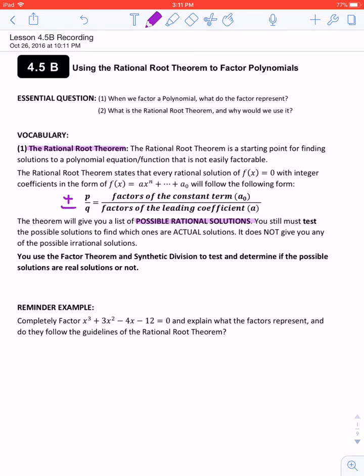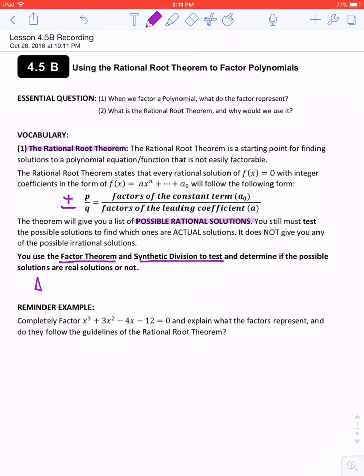parts of the polynomial. When you use the rational root theorem, you are going to use another theorem, and it's called a factor theorem. The factor theorem uses synthetic division to test. We will create this list of possible rational solutions. We're going to use synthetic division to test it to see if it's an actual zero and it will actually create a factor or not.